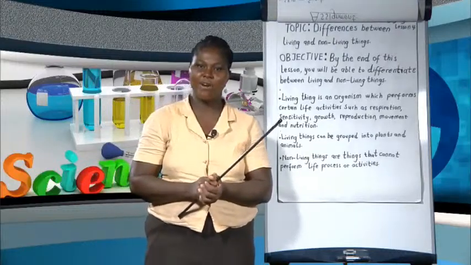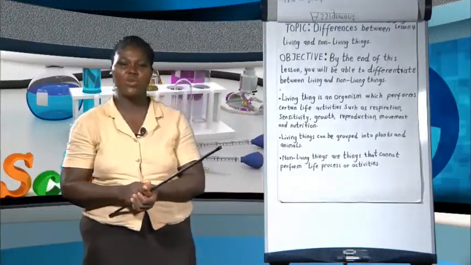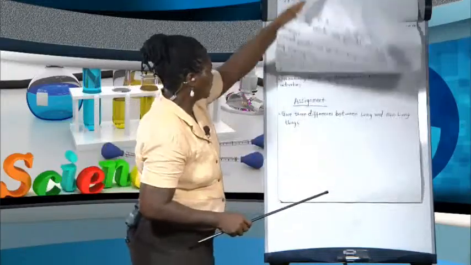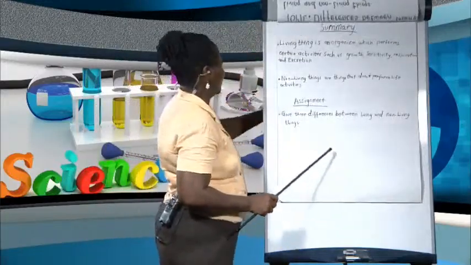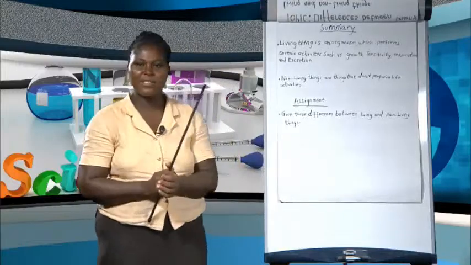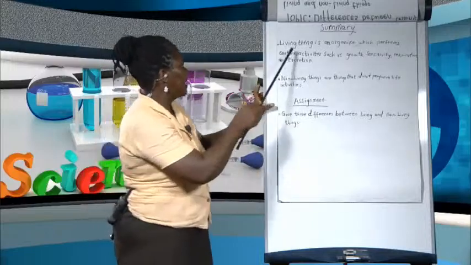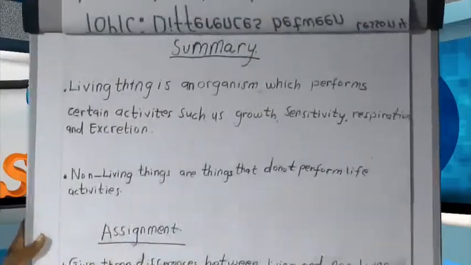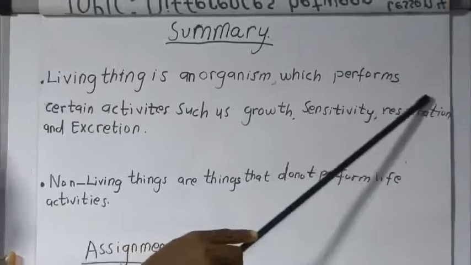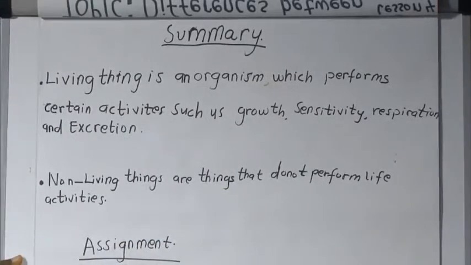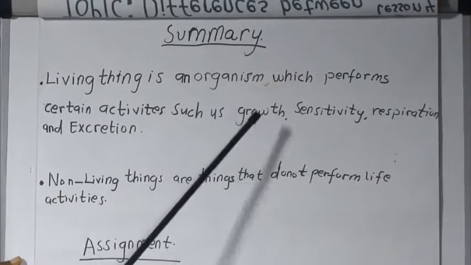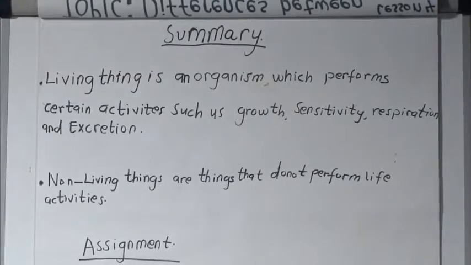Learners, this is how far we are. Now let's continue. So let's go to our summary for today's lesson. Living thing is an organism which performs certain activities such as growth, sensitivity, respiration, and excretion.